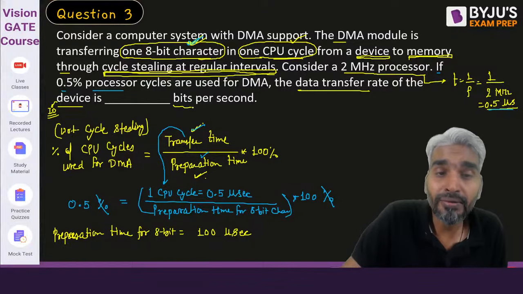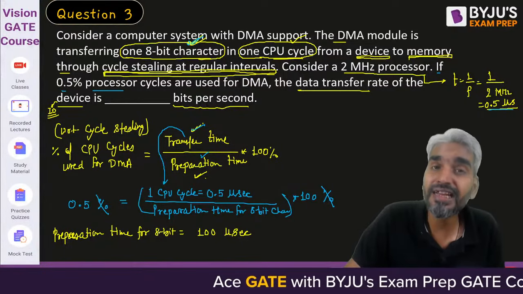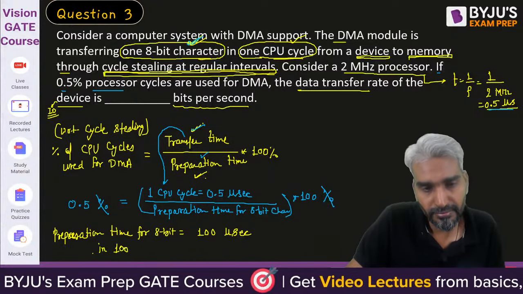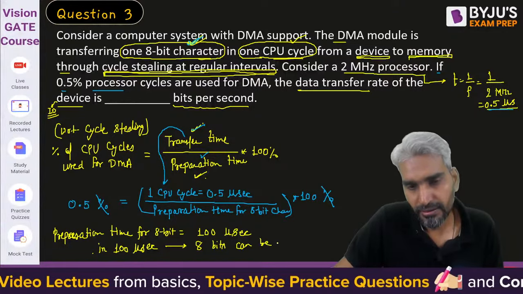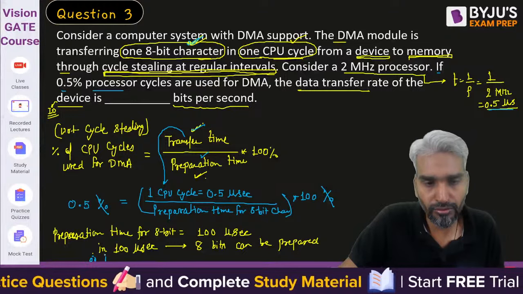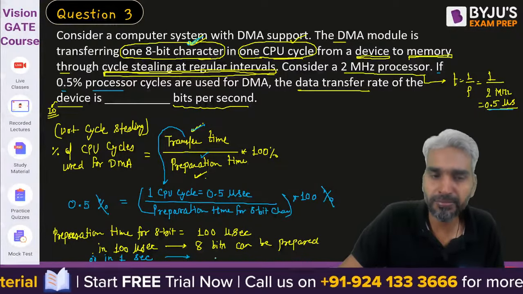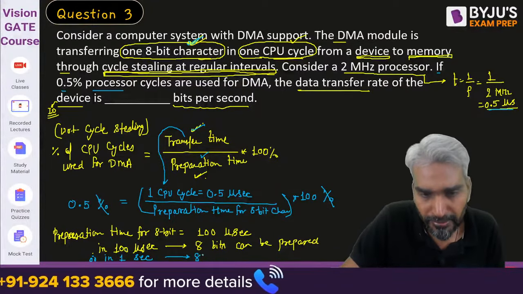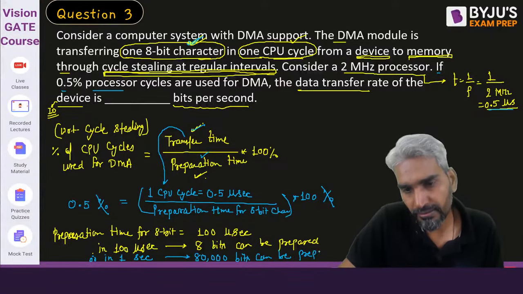Sir, it is asking how many bits per second can be transferred. So sir, in 100 microseconds, 8 bits can be prepared. Therefore, if I ask you how many bits can be prepared in 1 second, to convert this into seconds, you will have to multiply by 10 raised to the power 4 in the LHS and in the RHS. So it will become 1 second in the LHS, and in the RHS it will become 80,000 bits can be prepared. So that's the idea.